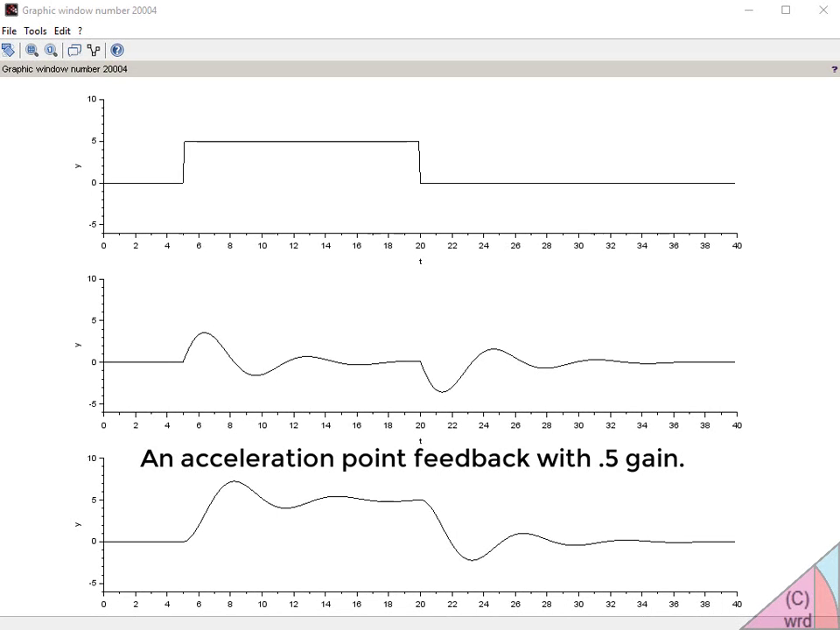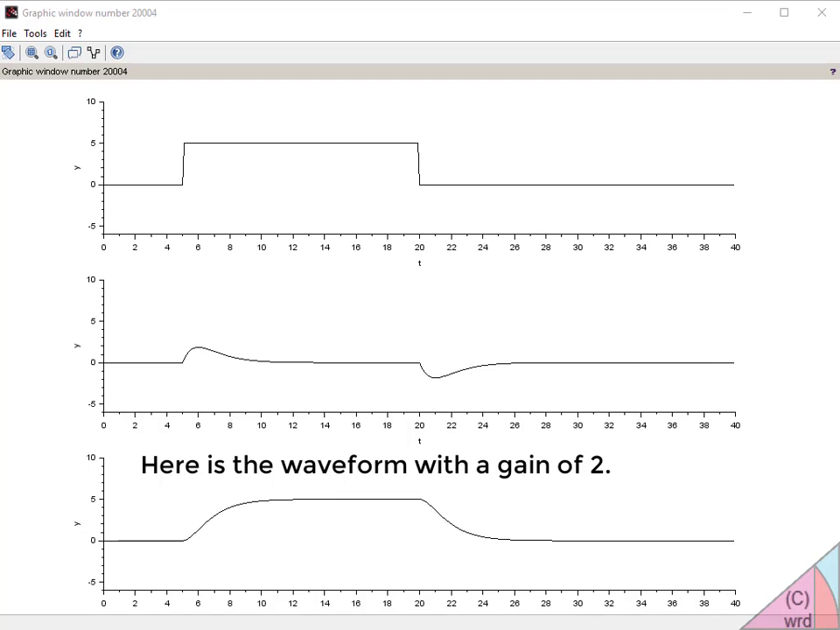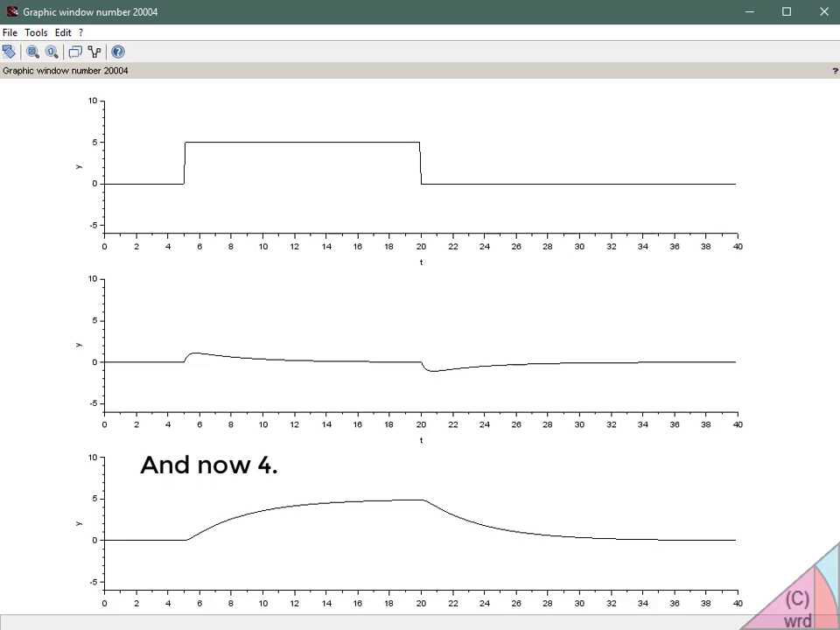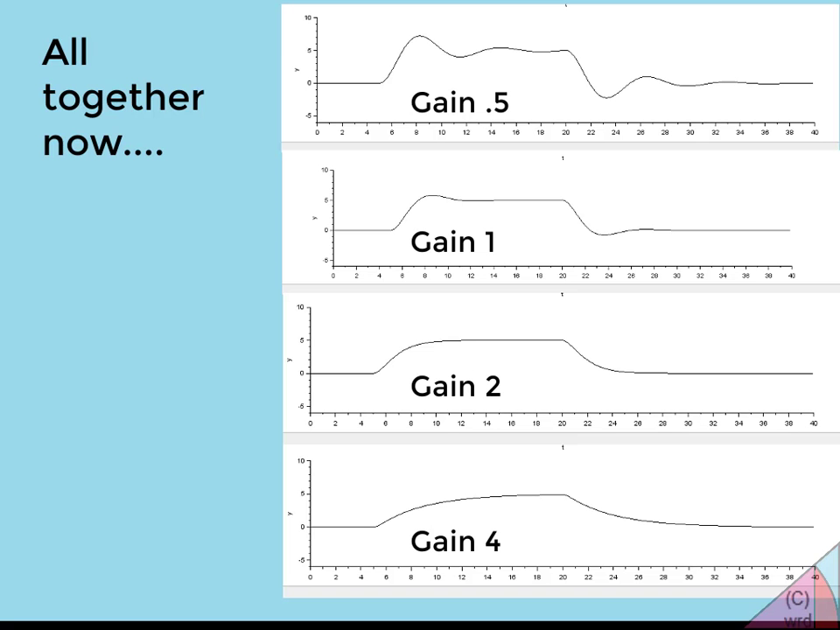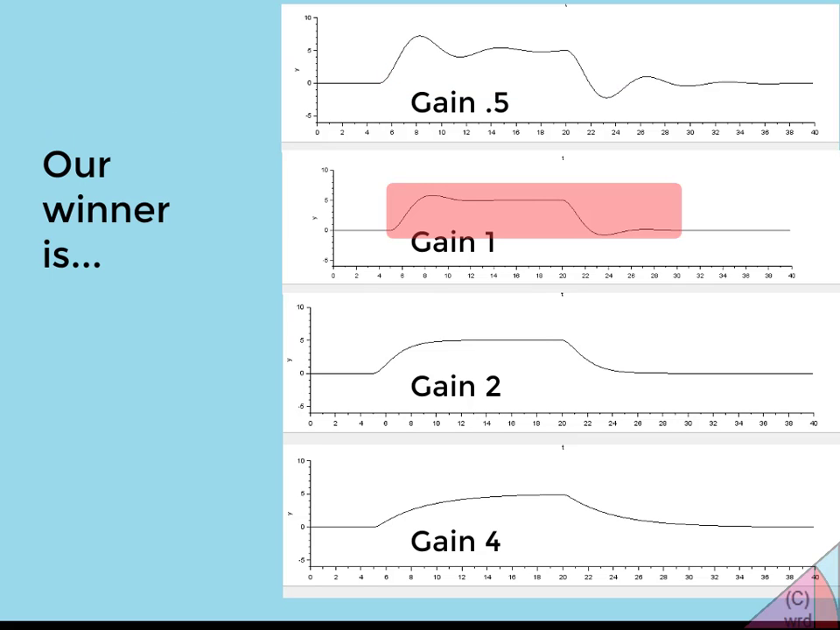Let's try a gain of 0.5. Here it is with a gain of 2. Here it is with a gain of 4. Let's show them all together. 4 is clearly too sedated. 2 is marginally sedated. 1 has a little overshoot. 0.5 has a ton of overshoot. I think 1 is best for now.